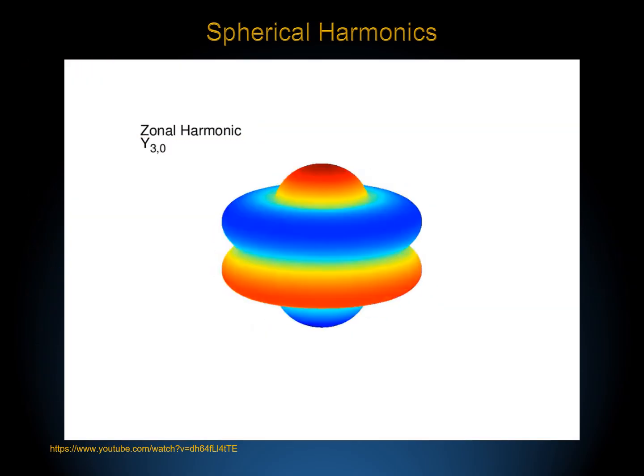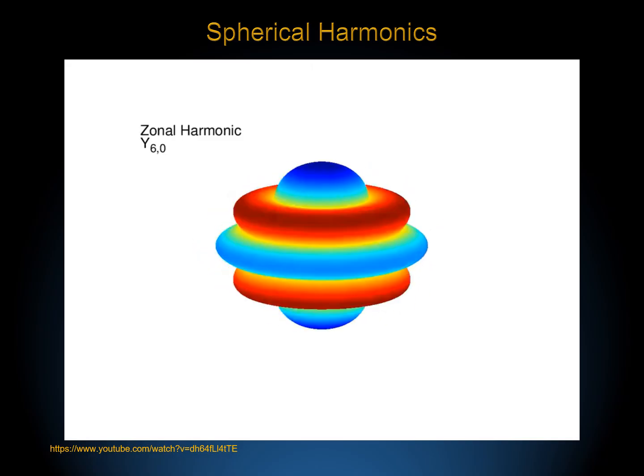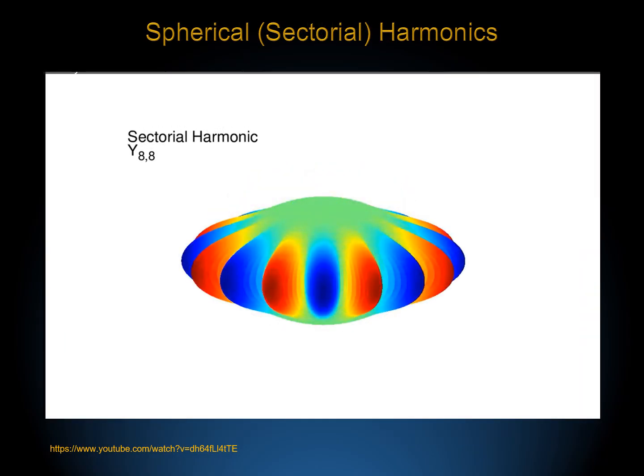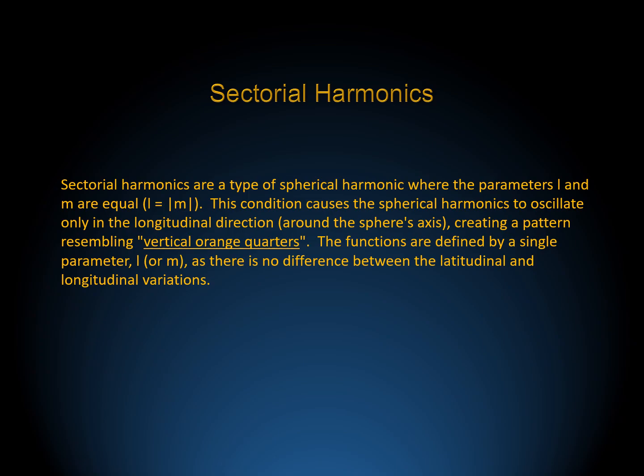This slide scrolls through rather rapidly the various types of spherical harmonics. We will be using sectorial harmonics primarily as a tool to analyze various data sets. As an example, we can see Vaikolainen et al. 2014 using sectorial harmonics here to analyze the geomagnetic field of the Earth. Even though we have illustrated visually what a sectorial harmonic is, this definition is instructive.